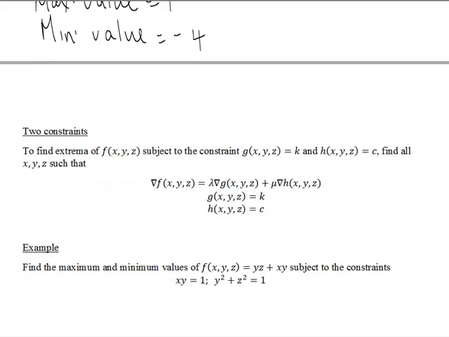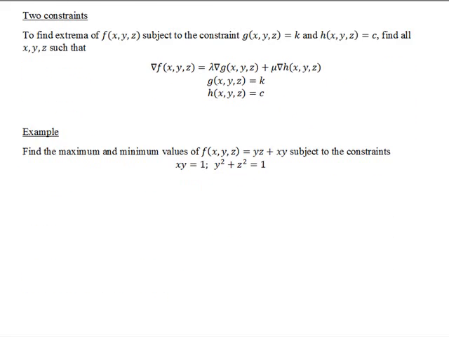To find the extrema of f of x, y, z, subject to the constraint g of x, y, z equals k, and h of x, y, z equals c, you find all x, y, and z such that del f equals lambda times del g plus mu times del h. What does that mean? You have 2 multipliers. So if I had 3 constraints, I would have had 3 multipliers. So you solve that, you have this first equations to set up, followed by the 2 constraints.